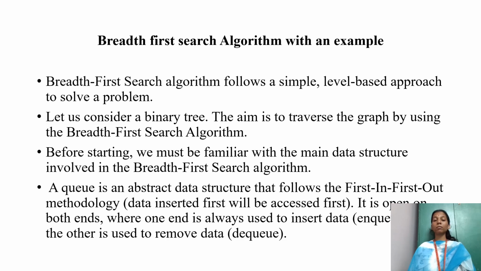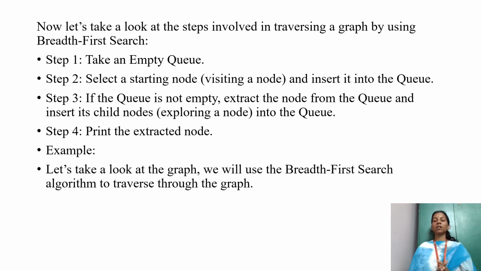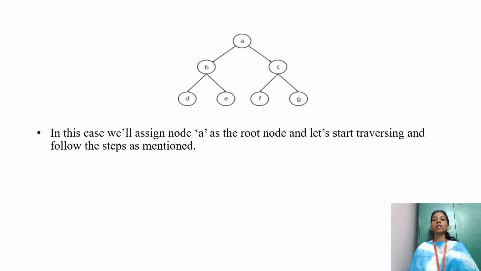So let's see the steps involved in the traversing of a graph. First step is taking an empty queue, and we have to select a starting node where the BFS starts, and we should insert it into the queue. If the queue is not empty, we have to extract the node from the queue and insert the child nodes into the queue, and we have to print the extracted node. So let's see an example of this. Here, we are assigning A as the root node, and we'll start traversing from the root node.